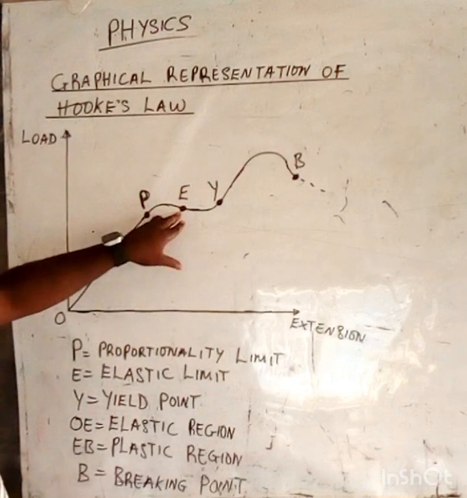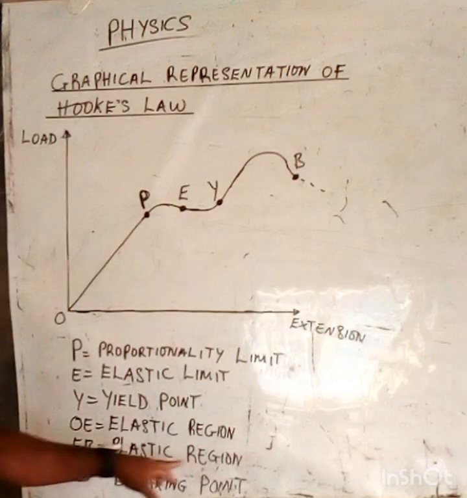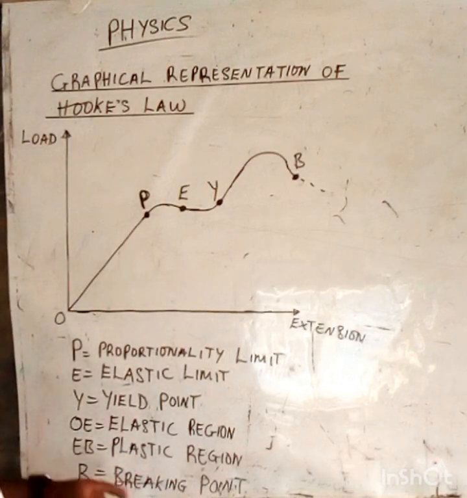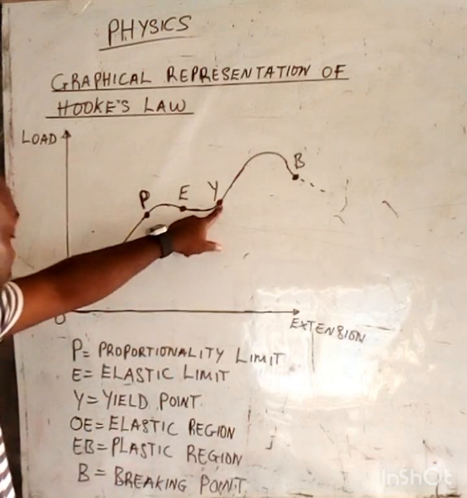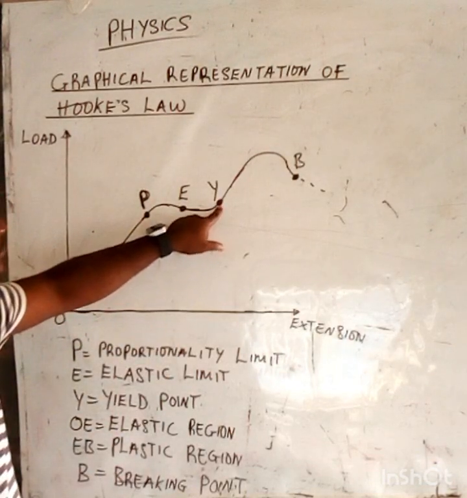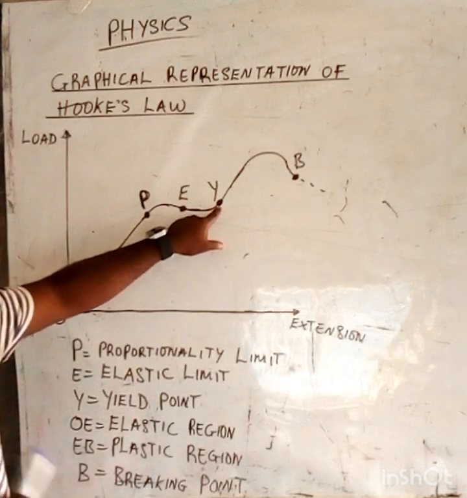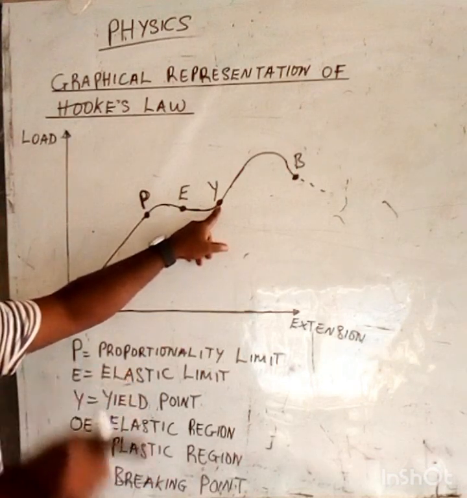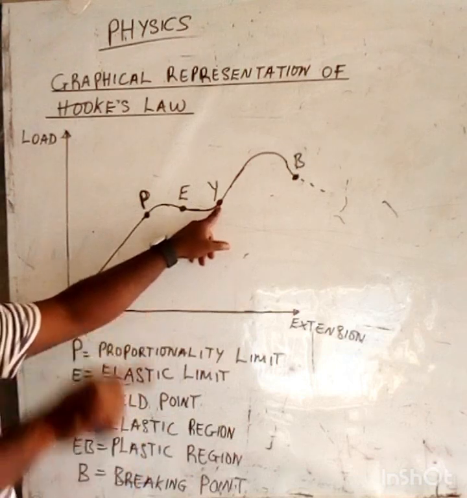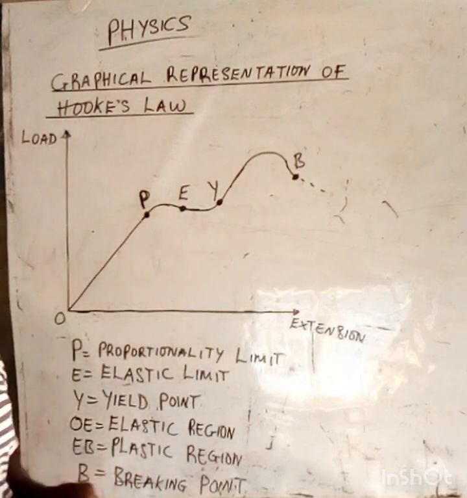Now after that elastic region, the end point is the plastic region. What we call this area, yellow, is the yield point. When the material gets to this yield point and force is applied, it cannot return to its normal shape or size again when the force is removed.